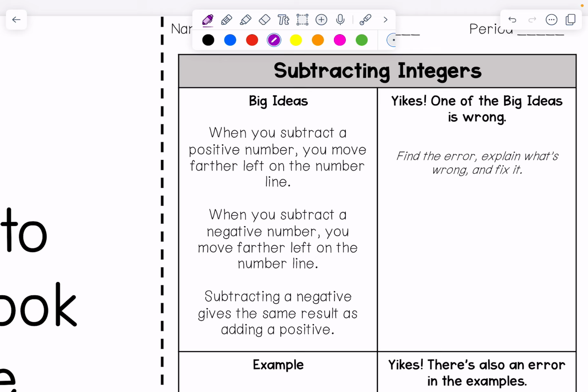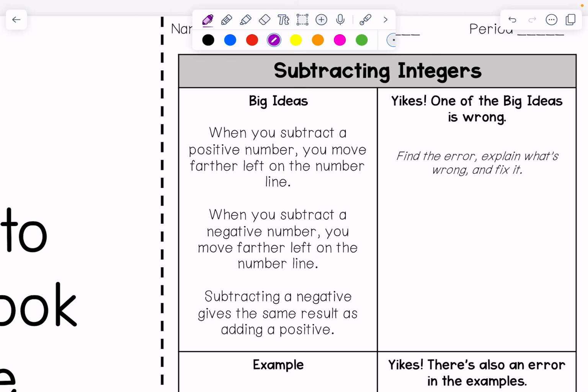So I have some big ideas. One of the big ideas is wrong, so we're going to read through these and then try to find our mistake. It says when you subtract a positive number, you move farther left on the number line. When you subtract a negative number, you move farther left on the number line. And subtracting a negative gives the same result as adding a positive.